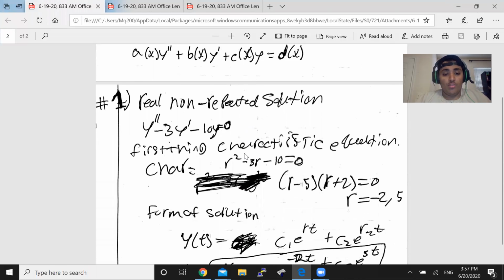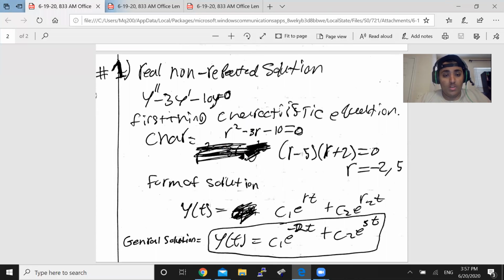Okay, let's start with the first equation here. This one should be really simple: y double prime minus 3y prime minus 10y equals 0. That's how it's homogeneous. And you see, we're not multiplying by variables, so it's linear, and both coefficients are constant.